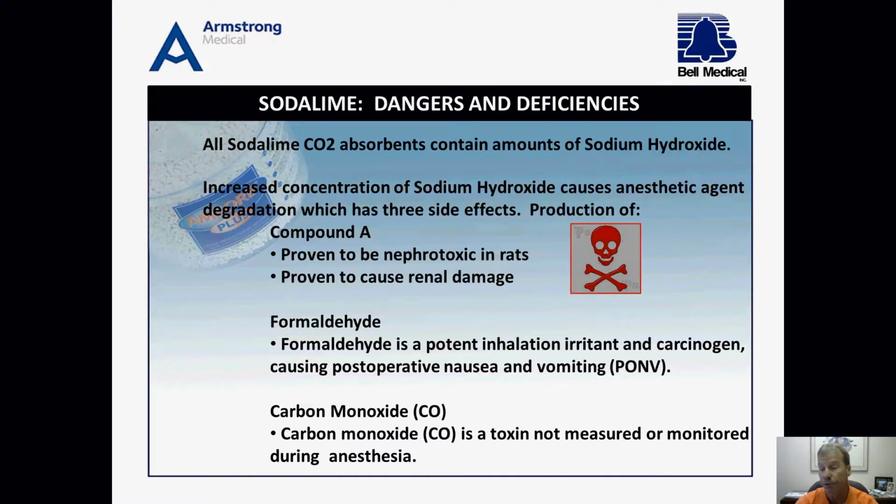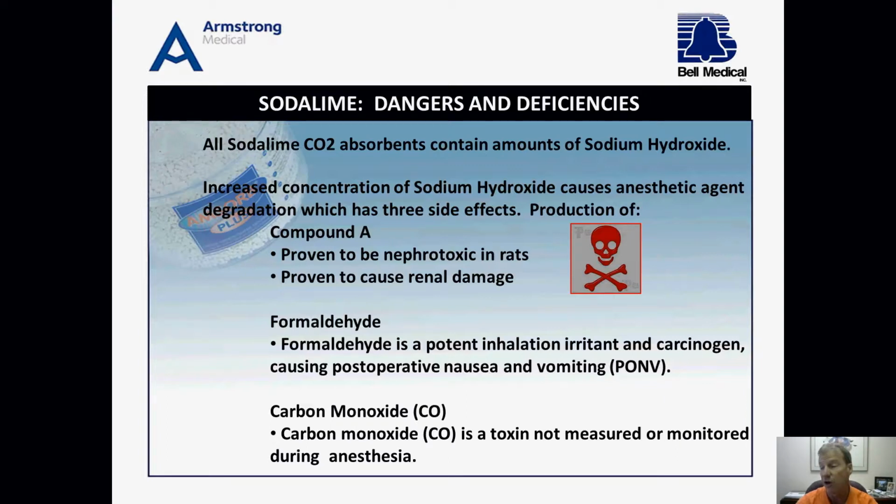Now, they typically only produce those when they become dehydrated or they lose their moisture content. So what happens is the sodium hydroxide percent rises as the absorbent gets used and gets dried out, and that ends up reproducing these toxins.